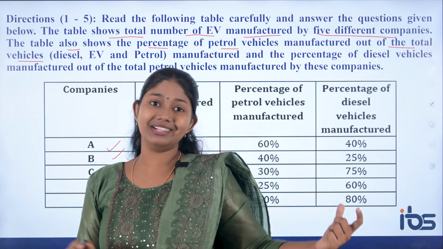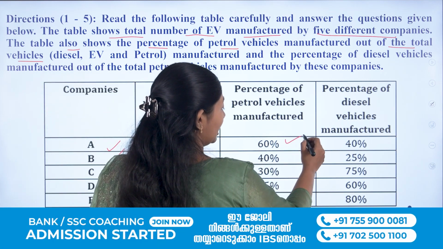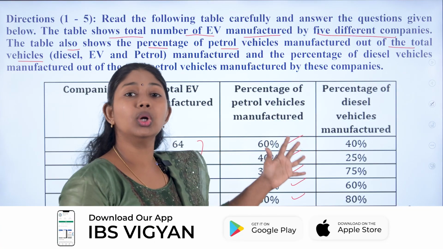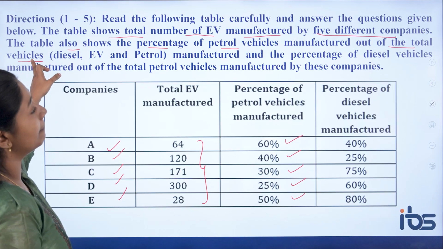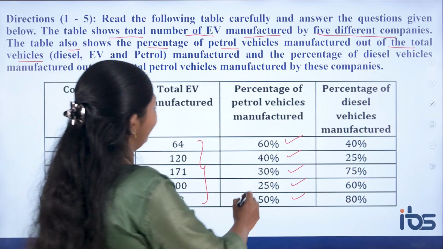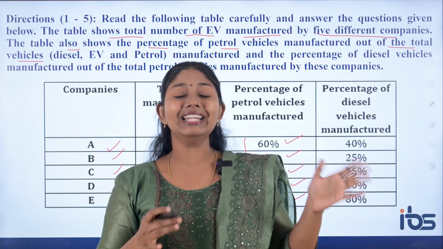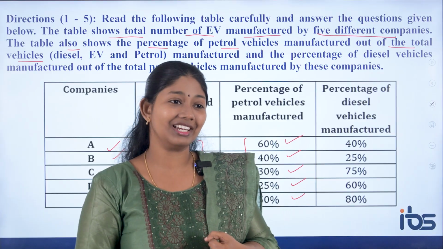So this percentage of petrol vehicles manufactured is with respect to the total vehicles manufactured, not EV, total vehicles manufactured they are saying. Total vehicles manufactured, in the sense, while reading this data you can understand petrol, diesel and EV vehicles.